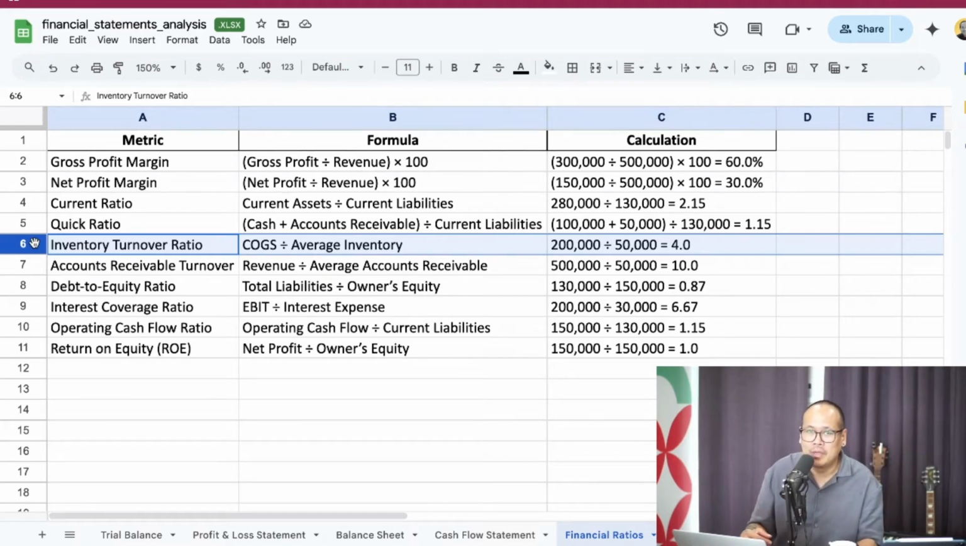So in this example, we have a result of 4.0. In retail industry standard, 4 to 6 times per year is the baseline. If higher than 6, so inventory is selling fast, but check for stockouts. Increase restocking frequency. If lower than 4, then you may have slow-moving inventory. Try to run promotions or optimize your stock levels.